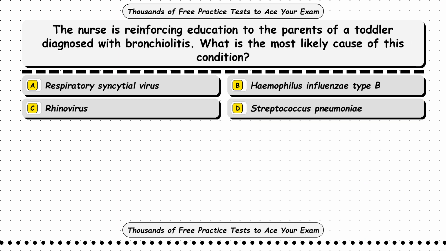Question 19. The nurse is reinforcing education to the parents of a toddler diagnosed with bronchiolitis. What is the most likely cause of this condition? Option A, respiratory syncytial virus. Option B, Haemophilus influenzae type B. Option C, rhinovirus. Option D, Streptococcus pneumoniae.